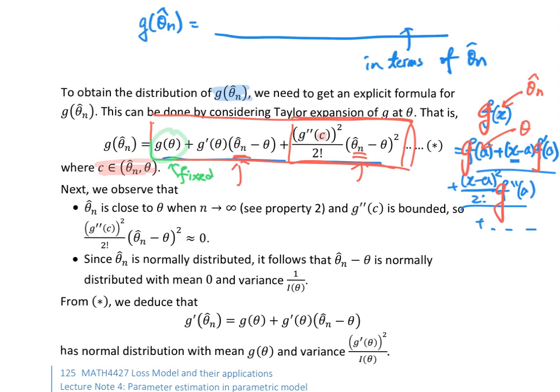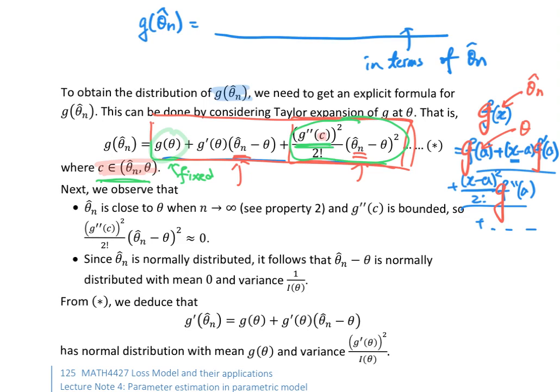The next thing is to consider the last term, because the last term is very complicated, not to mention you have θn hat squared. The worst thing is you also have some unknown number g double prime of c. Remember, c is somewhere between θn hat and θ. So we need to handle this as our first priority. Now, how do we do this?